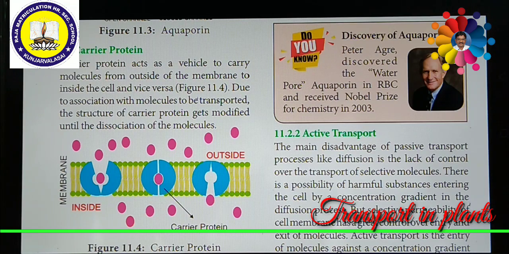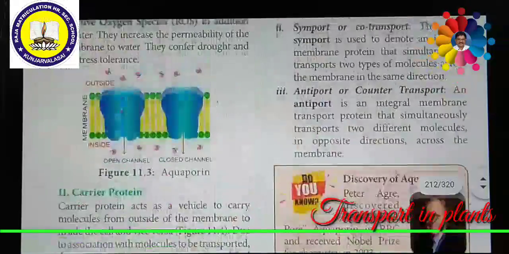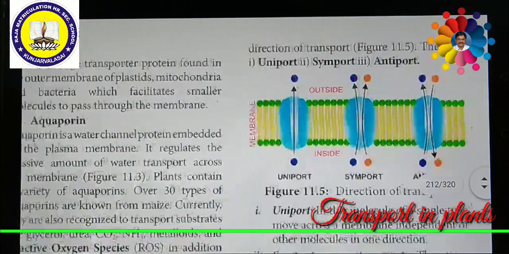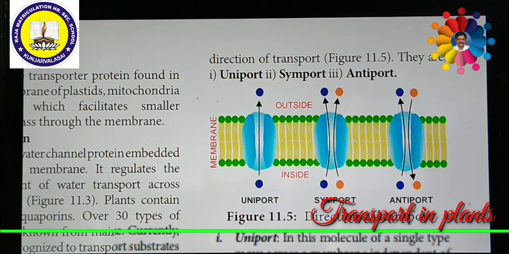In carrier protein, the materials travel in three ways or three directions. There are three types of carrier protein classified on the basis of handling the molecules and the directions of transport. They are uniport, symport and antiport. What is uniport? What is symport? What is antiport? We can understand this with the help of this diagram. See the picture.